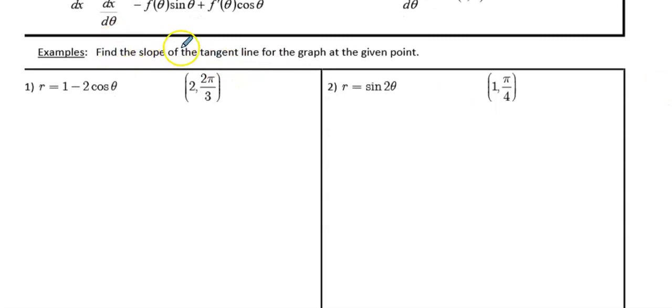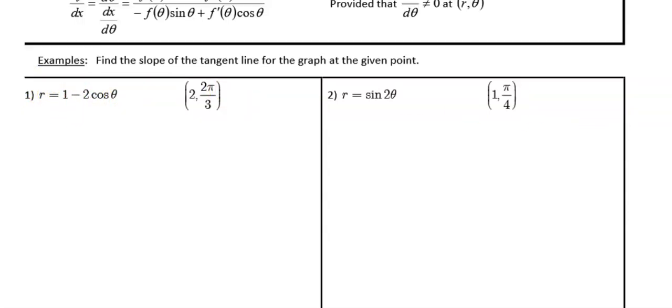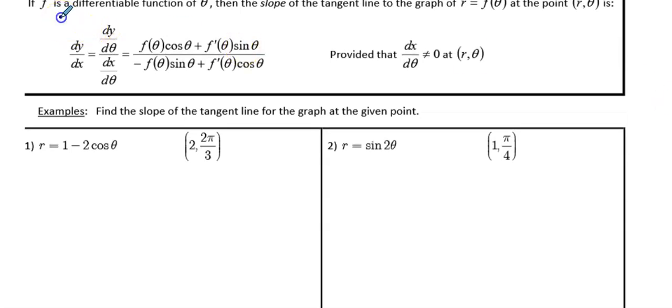So the question says find the slope of the tangent line to the graph at a given point, and it's given us the function r equals 1 minus 2 cosine of theta. Before I do the problem, one thing I do want to notice here is that we want to find the derivative of y with respect to theta, and then the derivative of x with respect to theta. So what we ultimately want to do is make ourselves a y value over here, and also an x value, and this will make sense to you guys in a second.